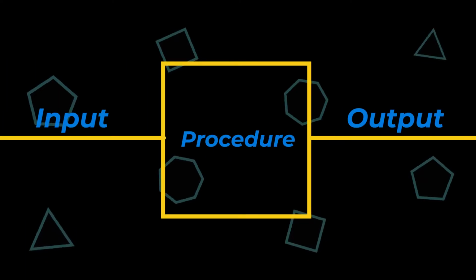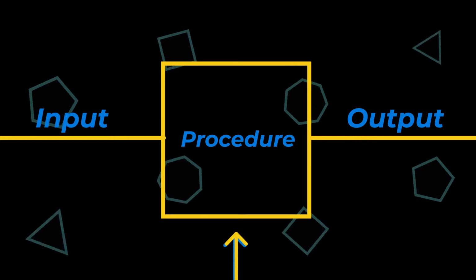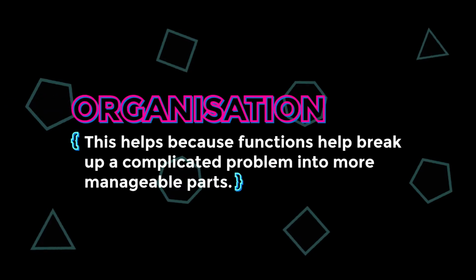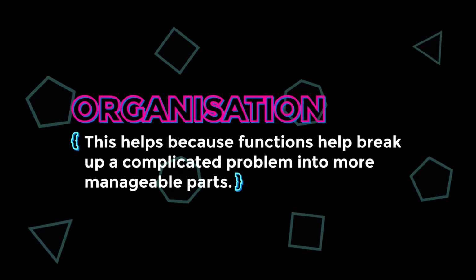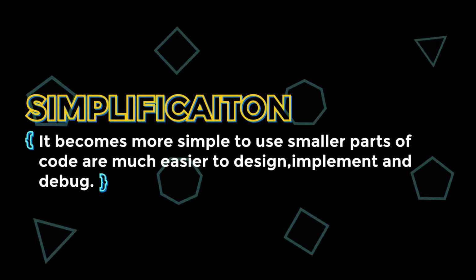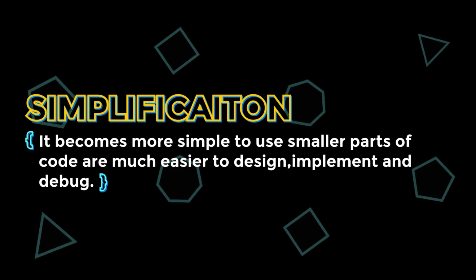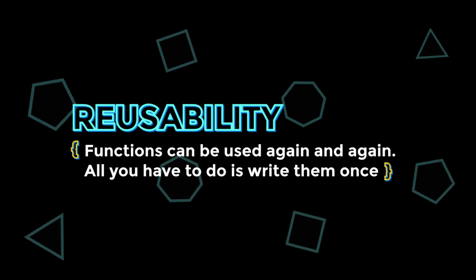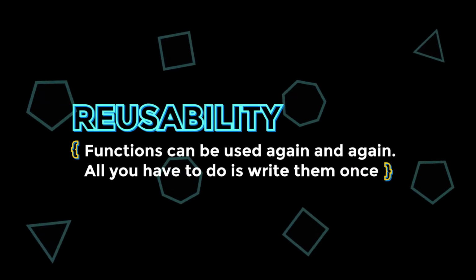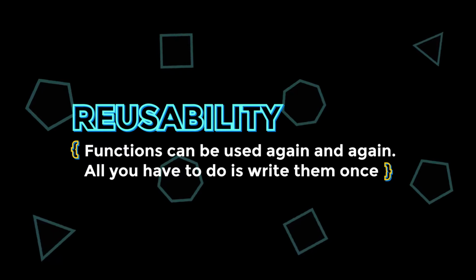Another way of defining functions is with this diagram. All functions should have an input, which leads to a procedure, and then an output. Another question is, why do we use functions? Well, there are three factors which can make using functions much better. One of which is organization. This helps because functions help to break up a complicated problem into more manageable parts. Another is simplification. It becomes more simple because normally smaller parts of code are much easier to design, implement, and debug. And our last one is reusability. Functions can be used again and again. All you need to do is write the function once.